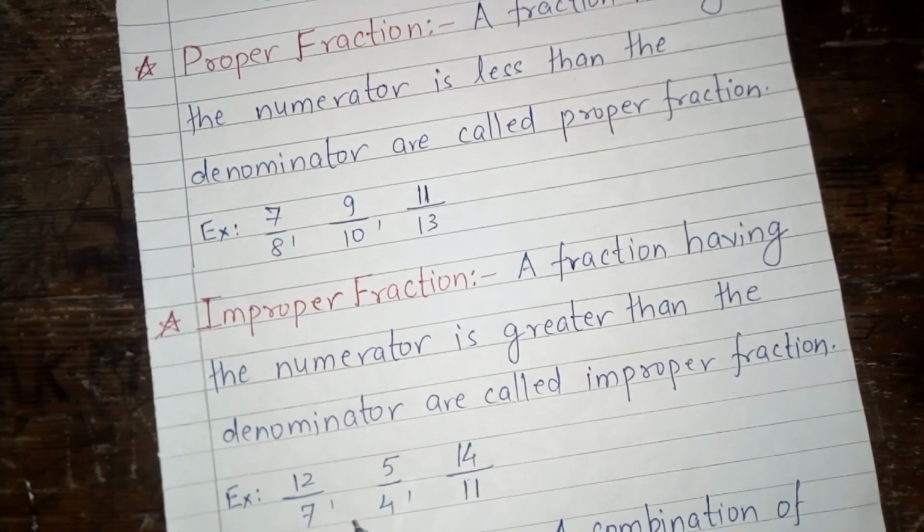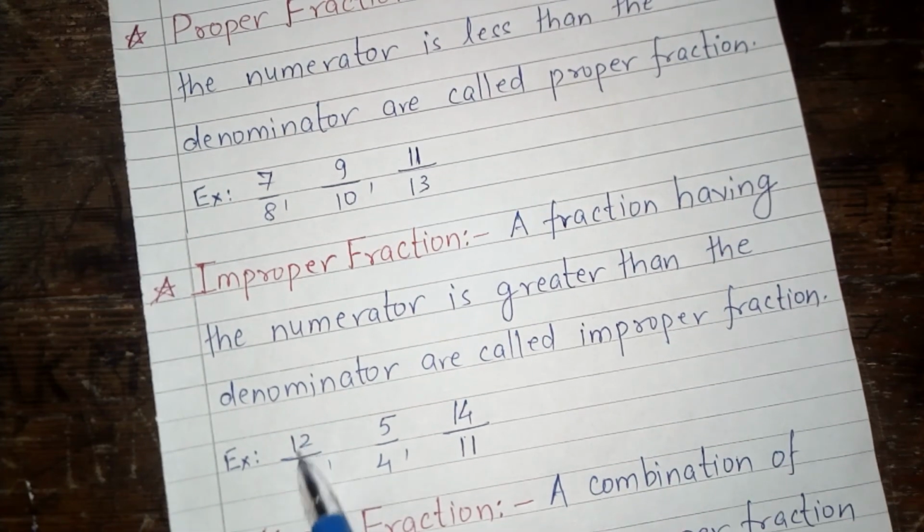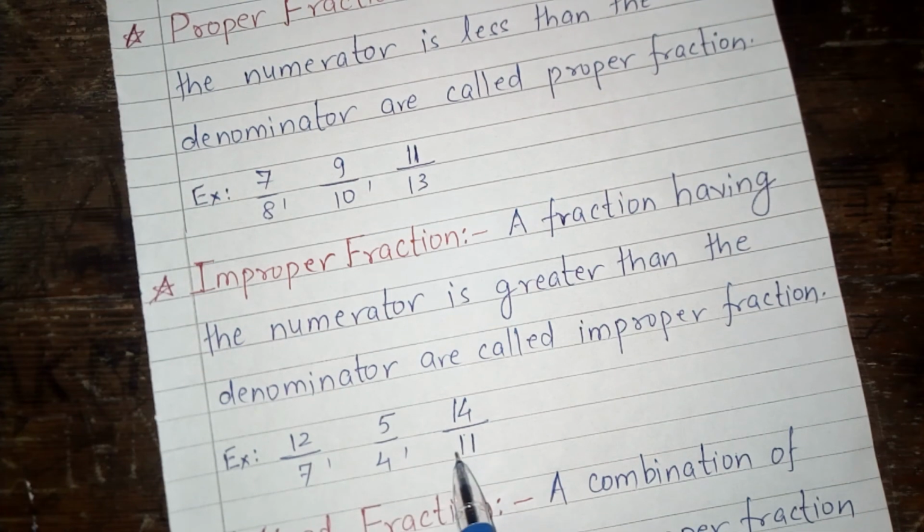As you are looking at the fraction 12 upon 7, 12 is greater than 7. Okay, it is an example of improper fraction. In 5 upon 4, 5 is greater than 4. In the fraction 14 upon 11, 14 is greater than 11. So all these three examples belong to improper fractions, and in these three fractions, the numerator is greater than the denominator.